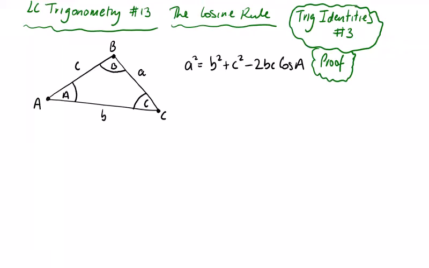In this video, we look at the use of the cosine rule. A squared is equal to b squared plus c squared minus 2bc cos A. This proof is in trig identities number 3. If you haven't looked at that video already, maybe look at it first.